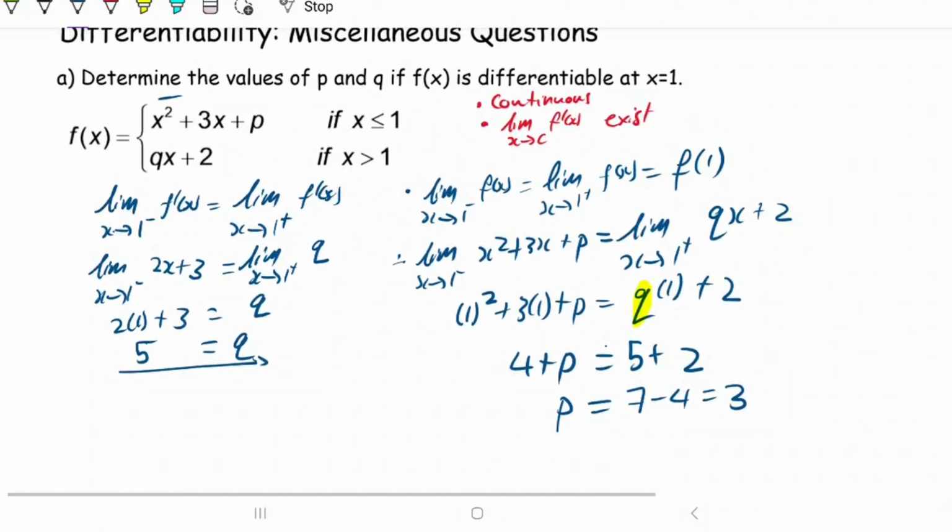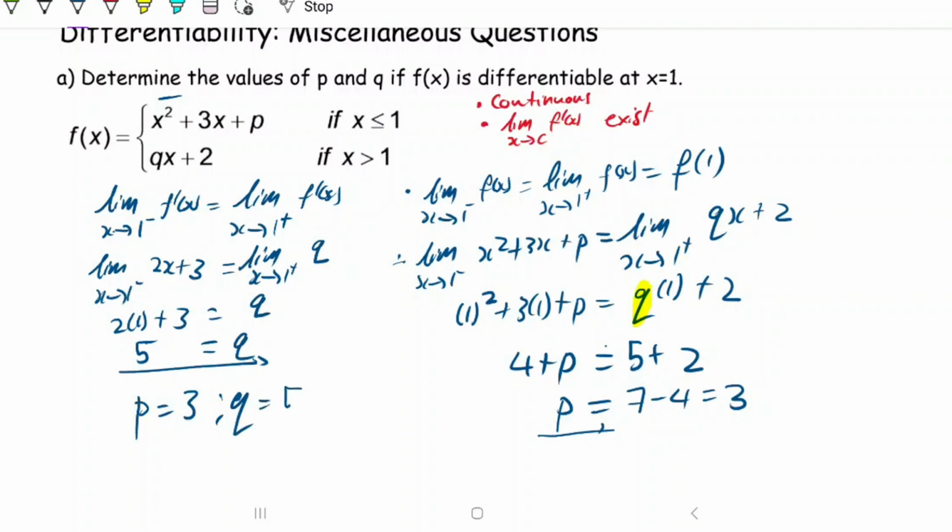So now the values of p and q that make this differentiable are where p is equal to 3 and q is equal to 5. I hope this example has made sense for you, and therefore I shall see you in the next video.